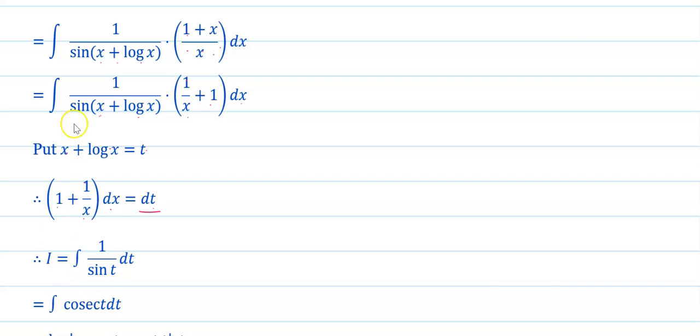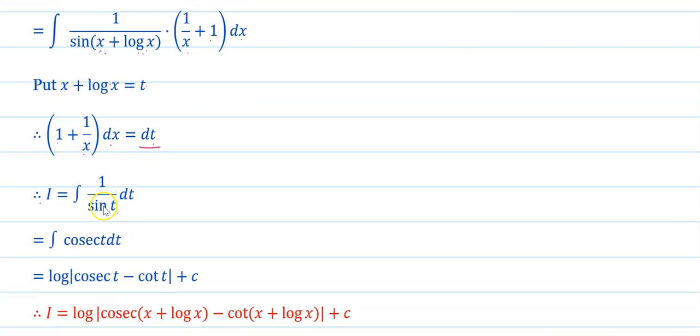Okay, and hence our integral I will become 1 upon sin, but what is this? x plus log x? x plus log x is t, and hence it is 1 upon sin t into dt. Now 1 upon sin t will become cosec t into dt.